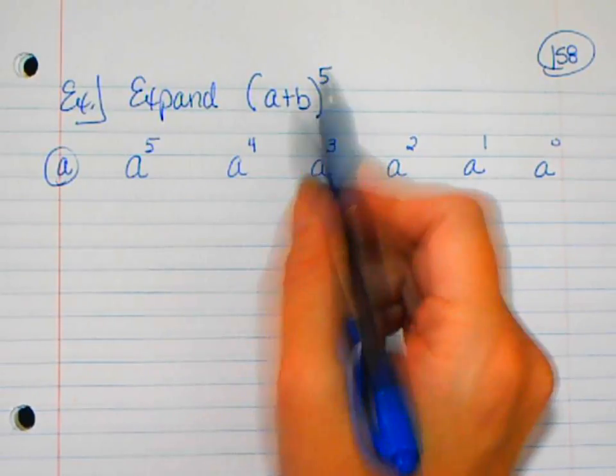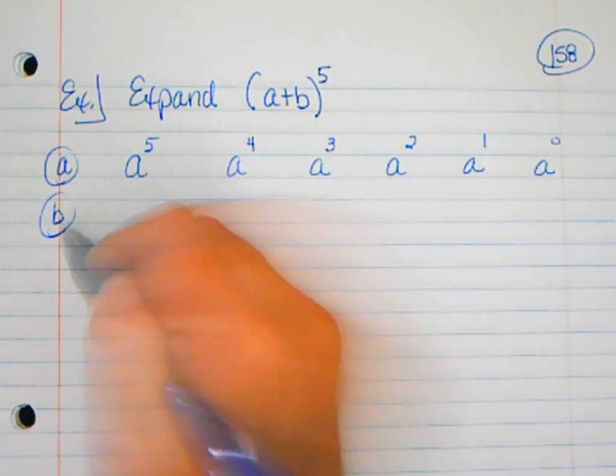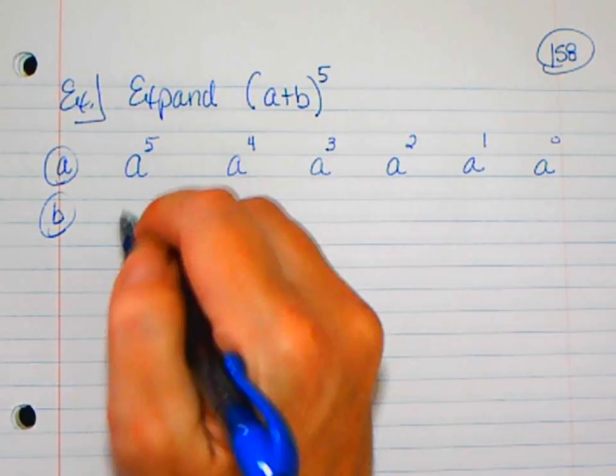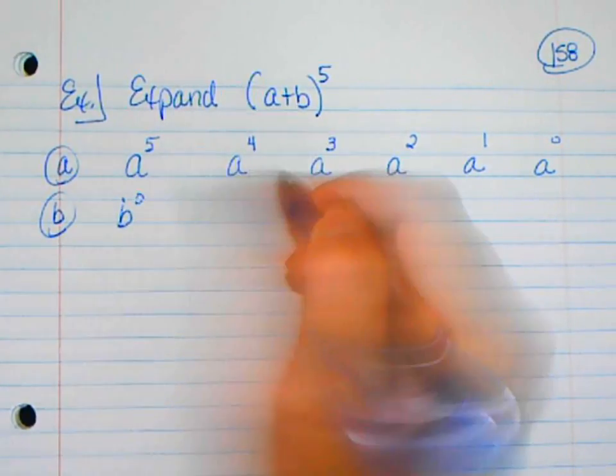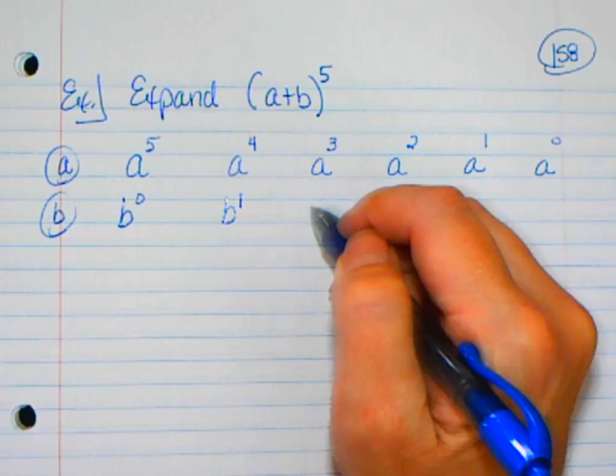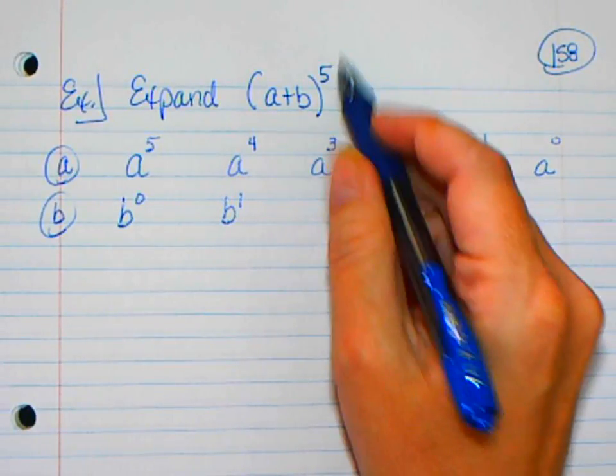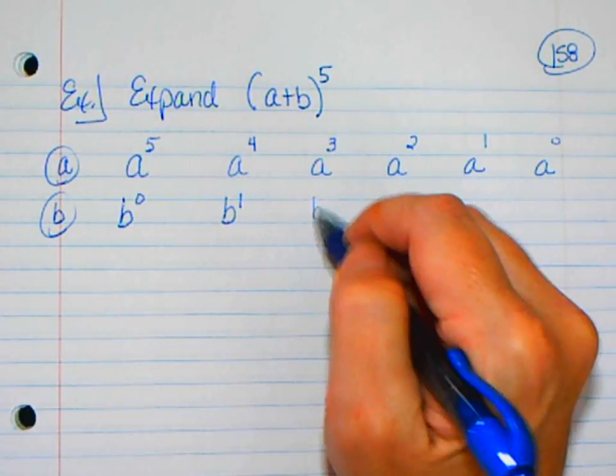For my second term, we call it the b, when it technically is a b, my first term would be b to the 0, and then all the way up to whatever the degree is of the binomial, which is 5.